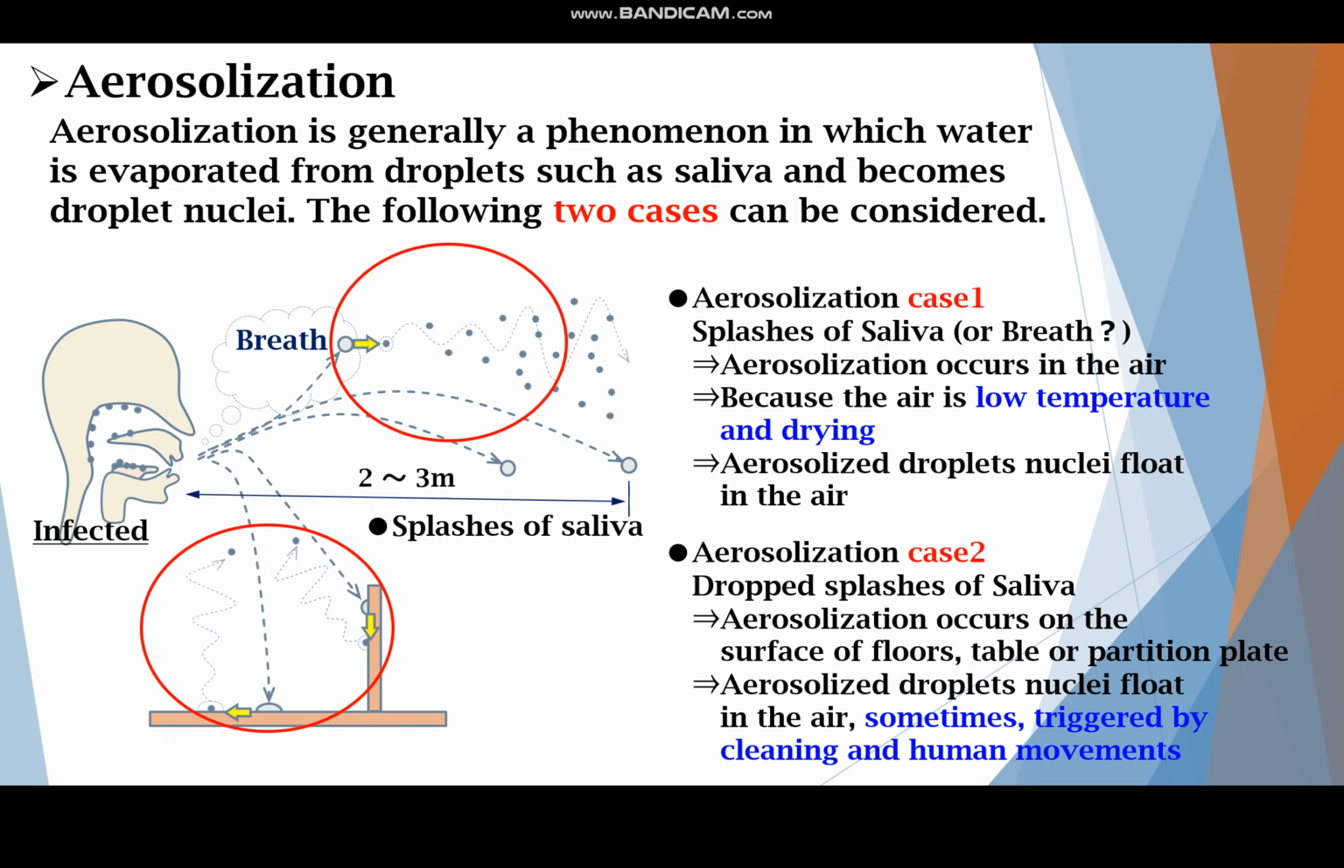Case 2 is splashes of saliva from the mouth of an infected person that dropped and aerosolized on the surface of a floor, table, or partition plate. Finally, aerosolized droplet nuclei float in the air, sometimes triggered by cleaning and human movement on the surface.